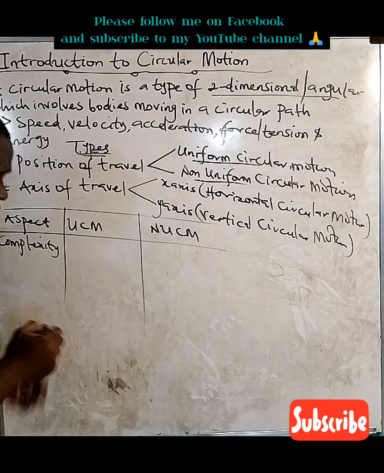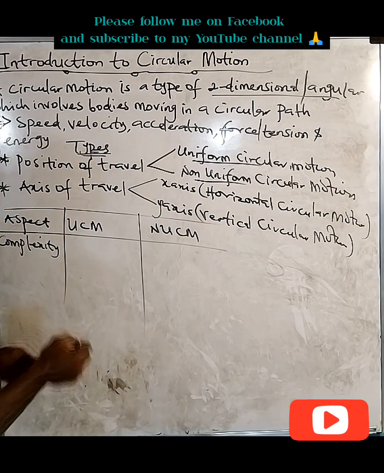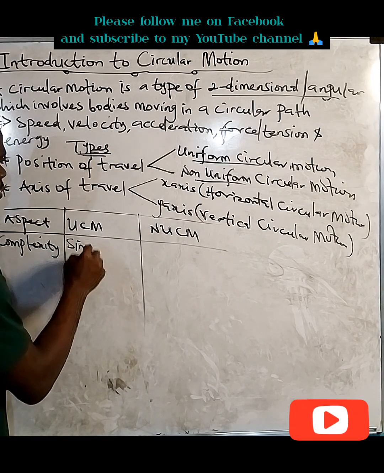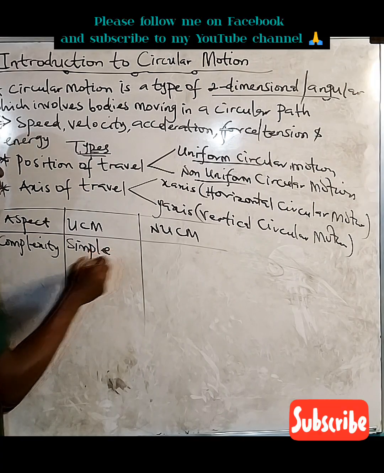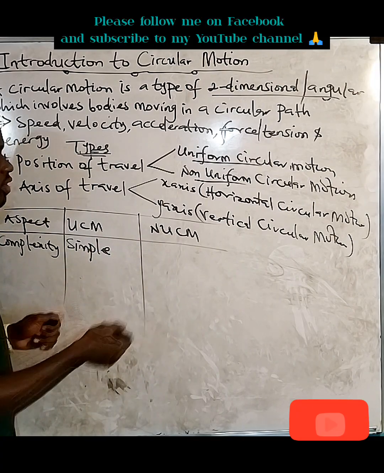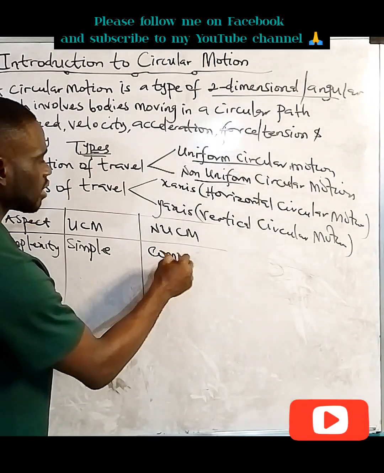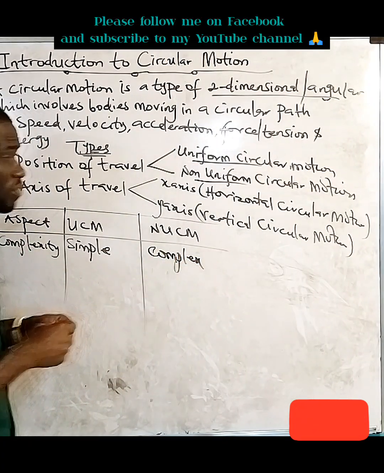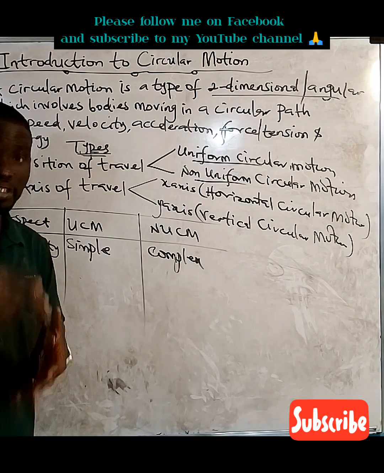Based on complexity, the uniform circular motion is very simple. We call it uniform because of its simplicity. Now, the non-uniform circular motion is very complex. It's a complex circular motion. Don't forget, we are discussing bodies moving in a circular path.